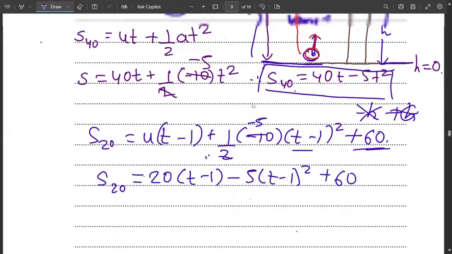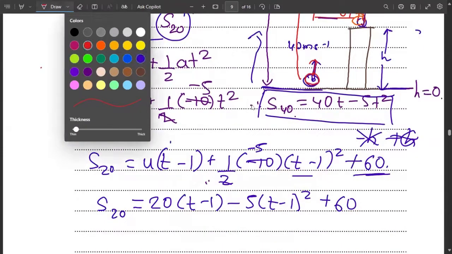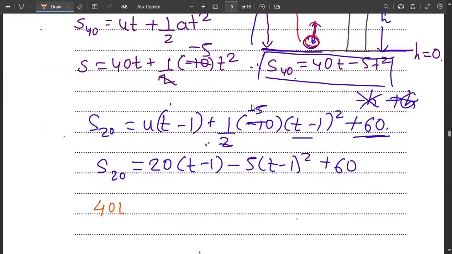Now let's equate both of these. S40 equals S20. S40 is 40t minus 5t square.